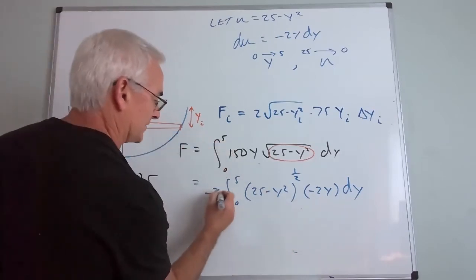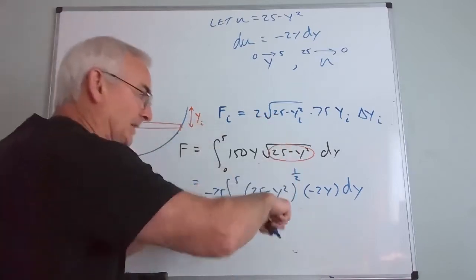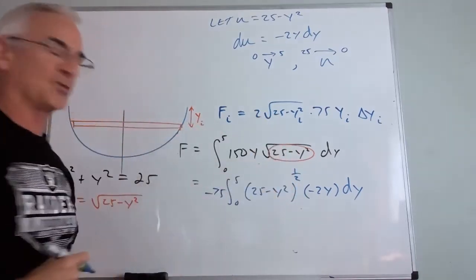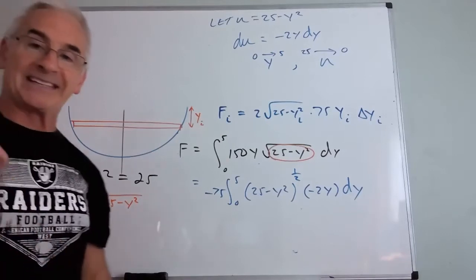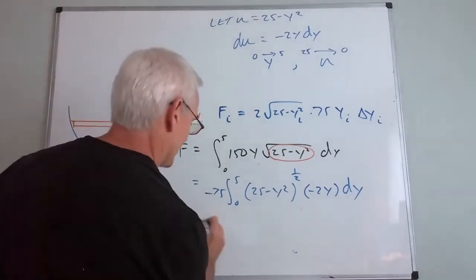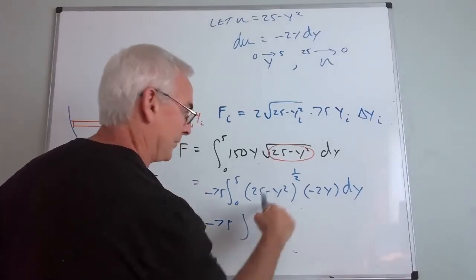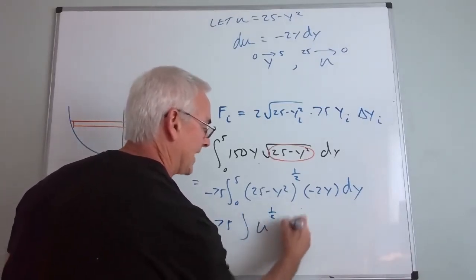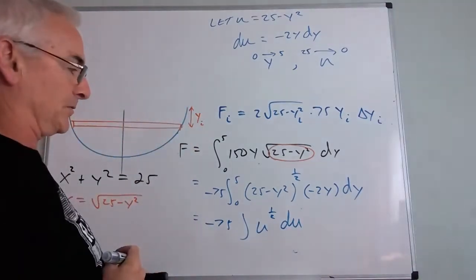Negative 75. Have I actually done any math yet? No, I just rewrote it. But I rewrote it in exactly the form that I want to substitute. That's always a good idea. So now this is negative 75 u to the 1/2 du. Oh my gosh, that's beautiful.